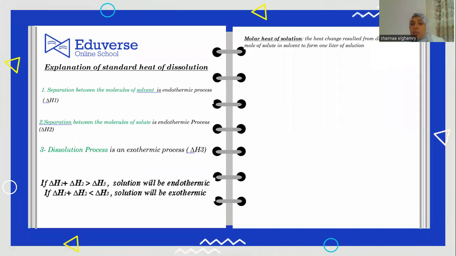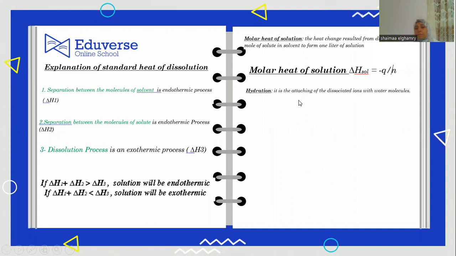The molar heat of the solution is the heat change resulting from dissolving of what? 1 mole of solute in solvent to form 1 liter of solution. So molar heat of solution is calculated from the relation delta H solution equals negative Q over n.